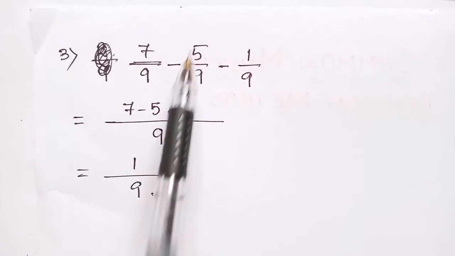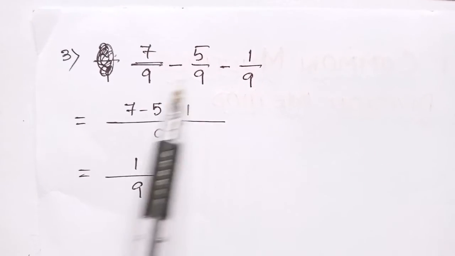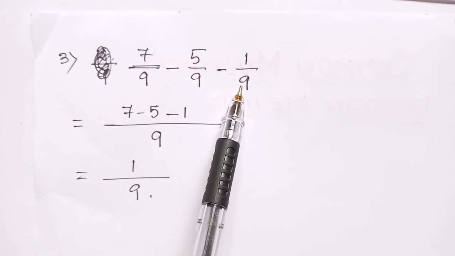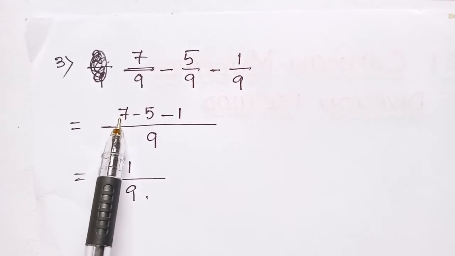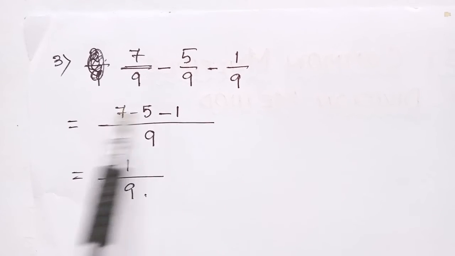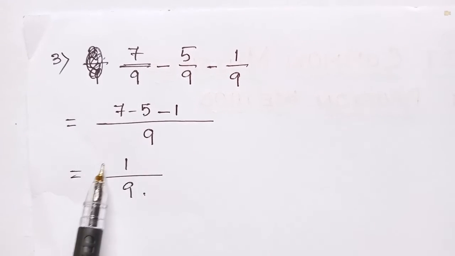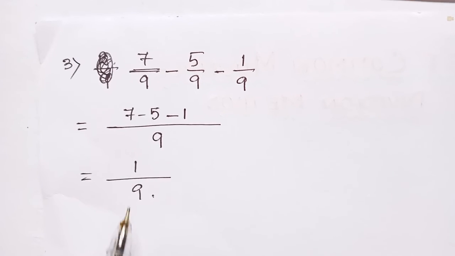And finally, example number 3: 7 by 9 minus 5 by 9 minus 1 by 9. As all the denominators are the same, that is 9, we simply subtract all the numerators, that is 7 minus 5 minus 1, divided by 9, which is 1 by 9.